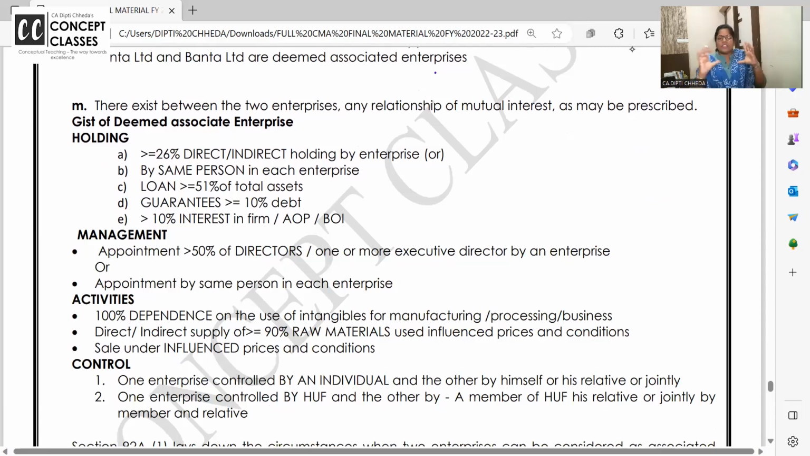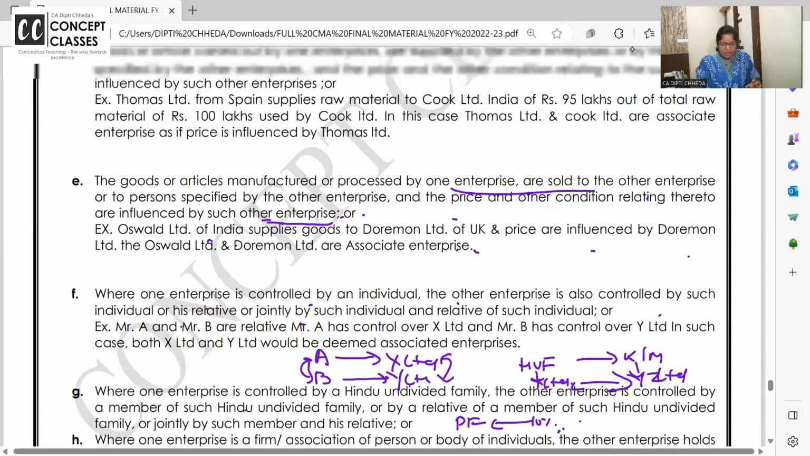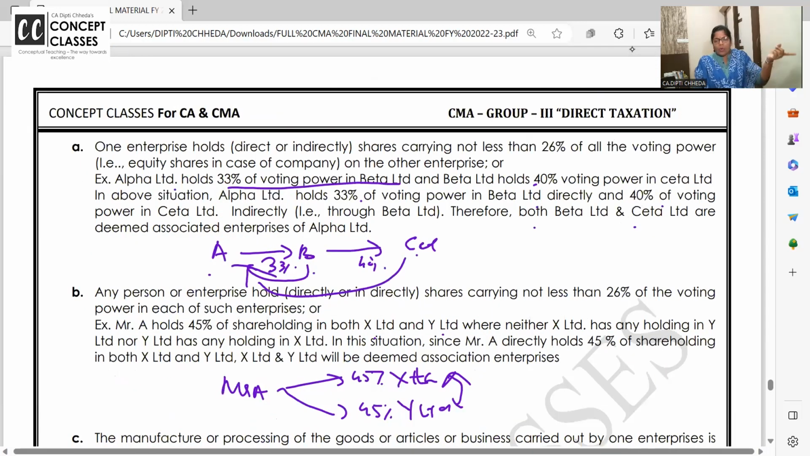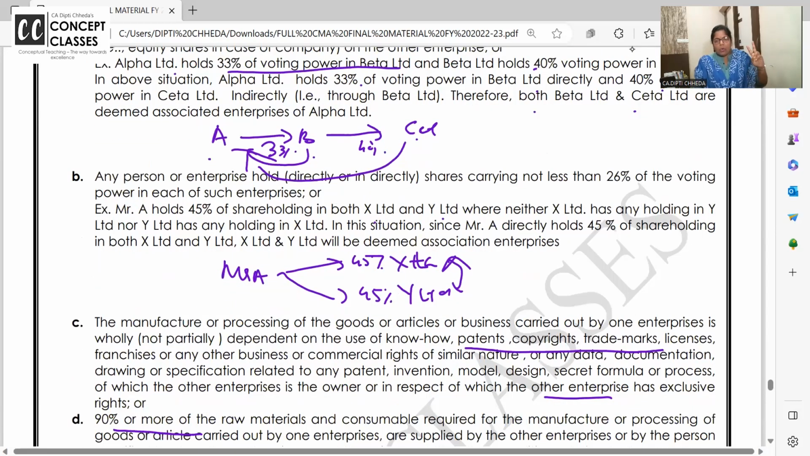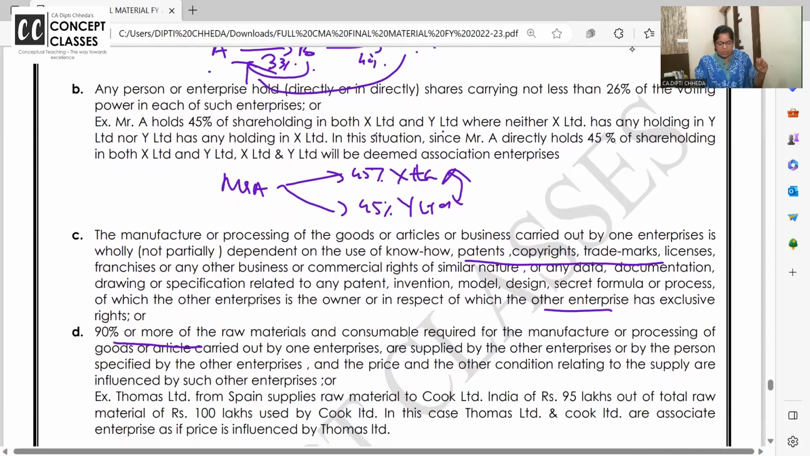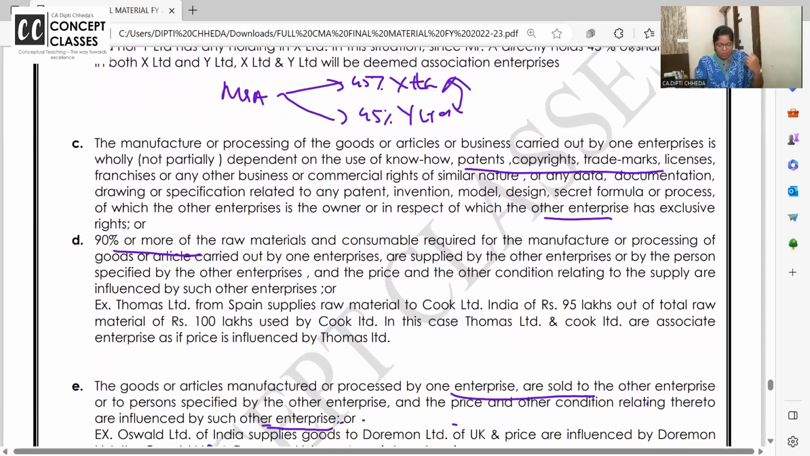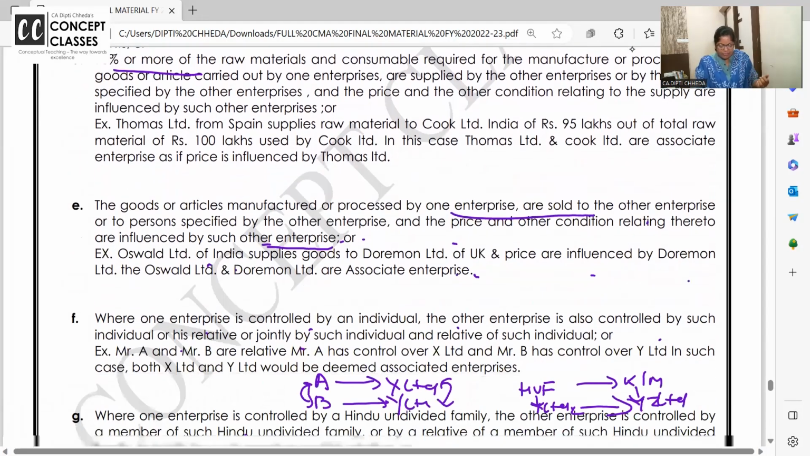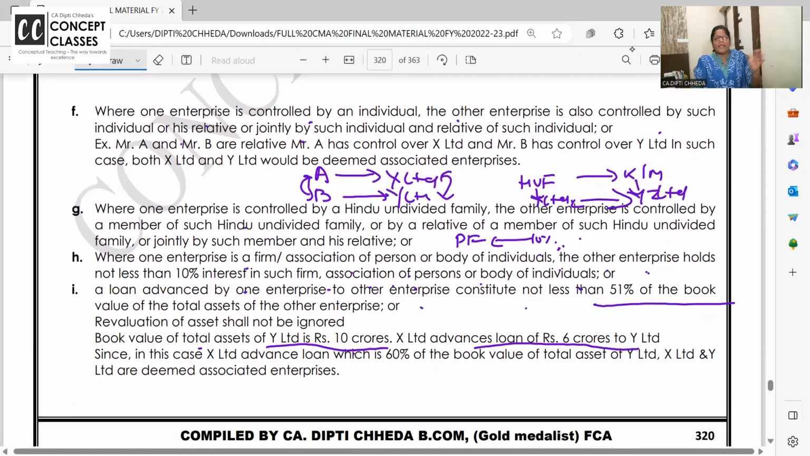Chalo. Now, the gist I have given. So many criteria are given, right or not? फिर से एक बार देखते हैं. One company is holding another company more than 26%. Both the companies have more than 26% holding by a common person. We are dependent on the other company for patent, for raw material, or our sales are influenced. One company is controlled by an individual, another company by another individual, but both the individuals are relatives. One is controlled by HUF, another is controlled by a member or karta of HUF.